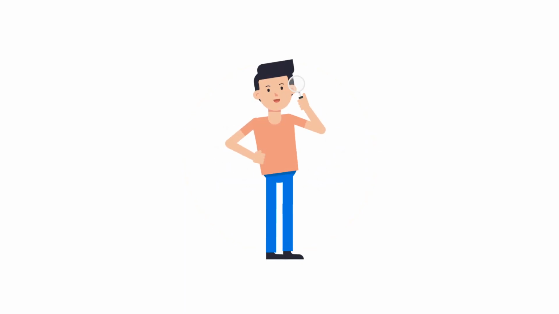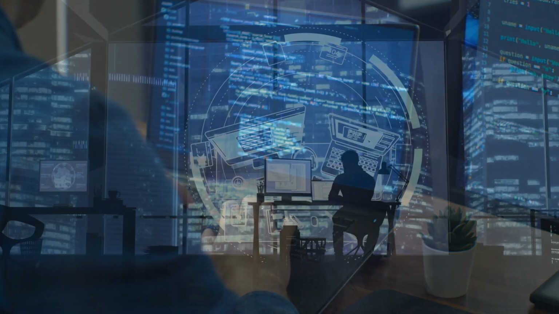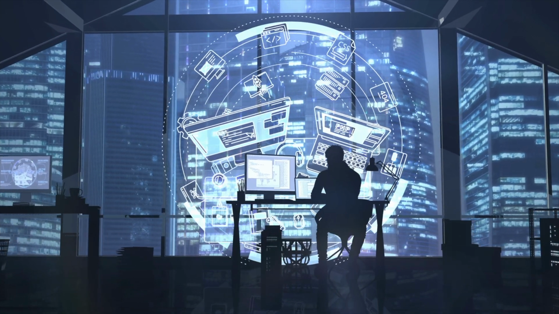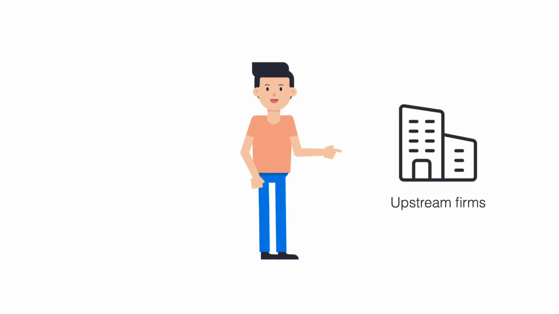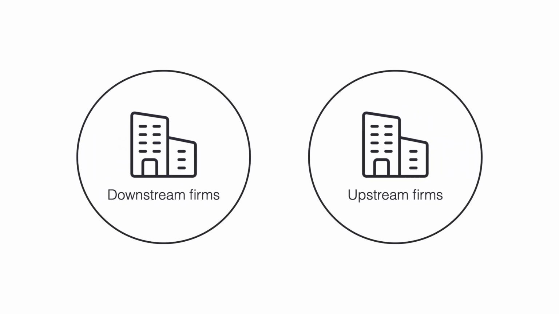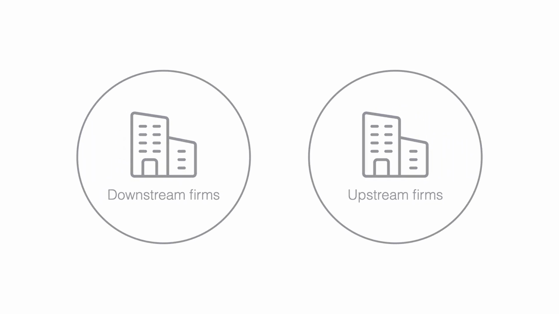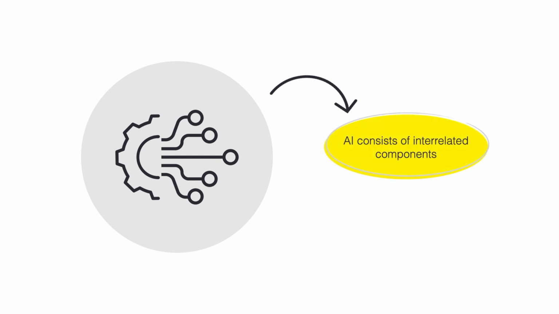Thanks for bearing with me. Now you have a better way of thinking about whether you want to be a creator of AI or a user of AI. And so often it depends on where you are, upstream or downstream, and what your external environment looks like. But most importantly, taking decisions of specialization and make or buy have additional complexity because AI and machine learning in particular is not a singular technology, but consists of interrelated components.